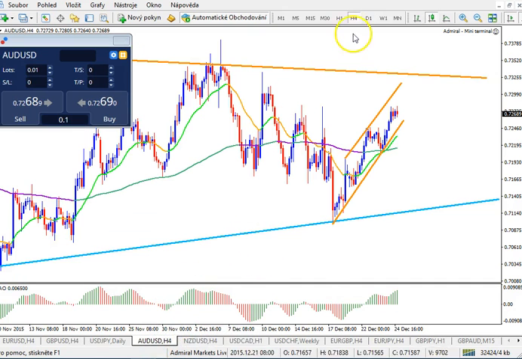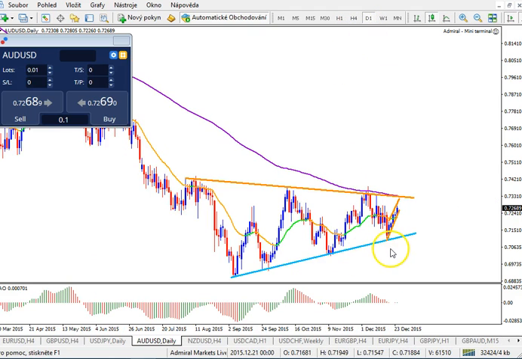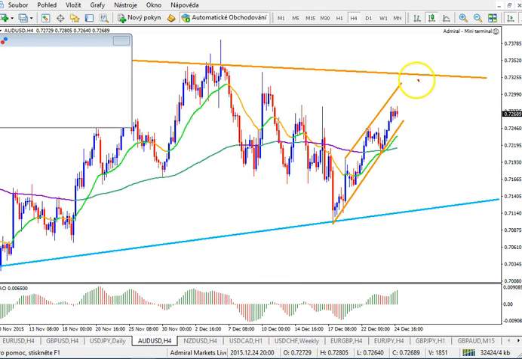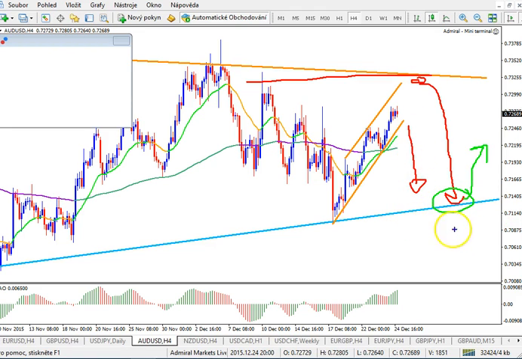AUDUSD is in a bigger triangle, orange and blue, indicating the resistance and support. Now price is in a channel to the upside. I think that if price hits this resistance level, it could be interesting to look for reversals back to the bottom of this channel, and when price gets to the bottom of the channel, it could still be a good bouncing spot back up. Anytime this channel breaks as well, there's a potential for a move down. And of course, if the triangle breaks, there could be bigger upside and potential downside. But those are pretty big breaks.